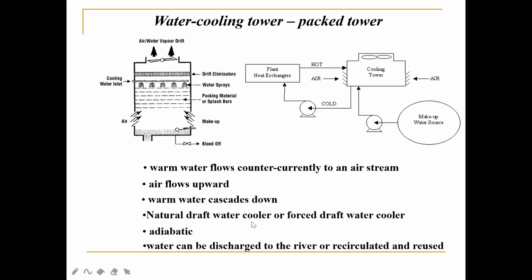There are two types of cooling tower. The first one is natural draft, and the other one is forced draft. Natural draft means you don't have a fan forcing the flow of the air. You will just use natural draft, but in a forced draft you will have fans to force the airflow in the direction that you want. The process is adiabatic, and the water can be discharged to the river or recirculated and reused.